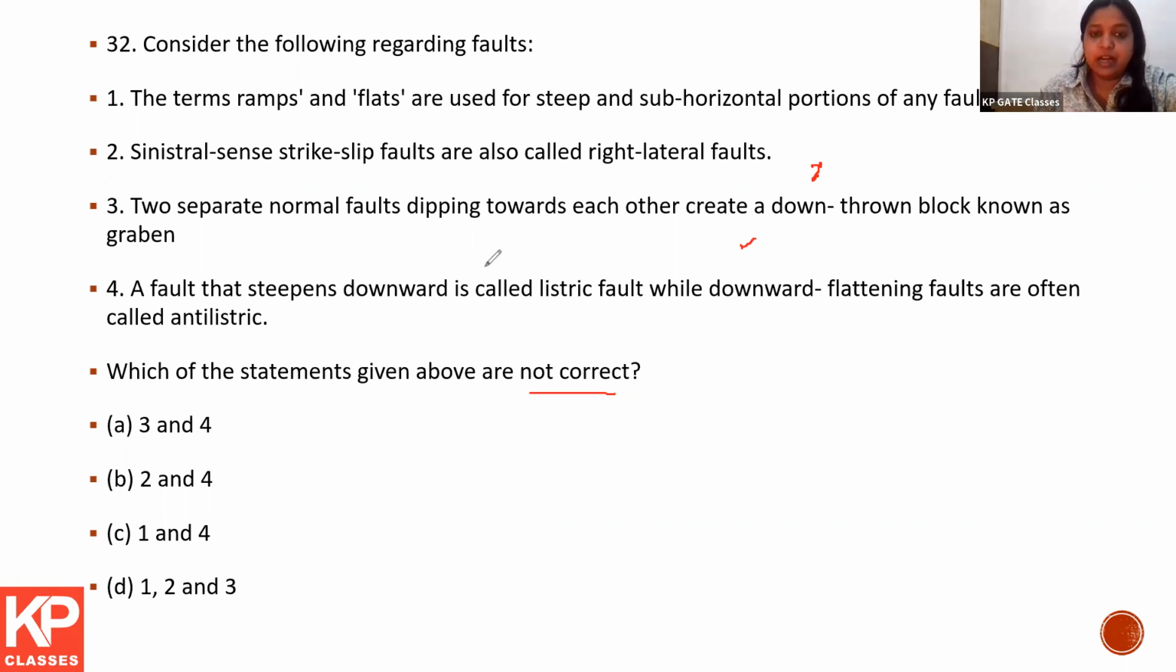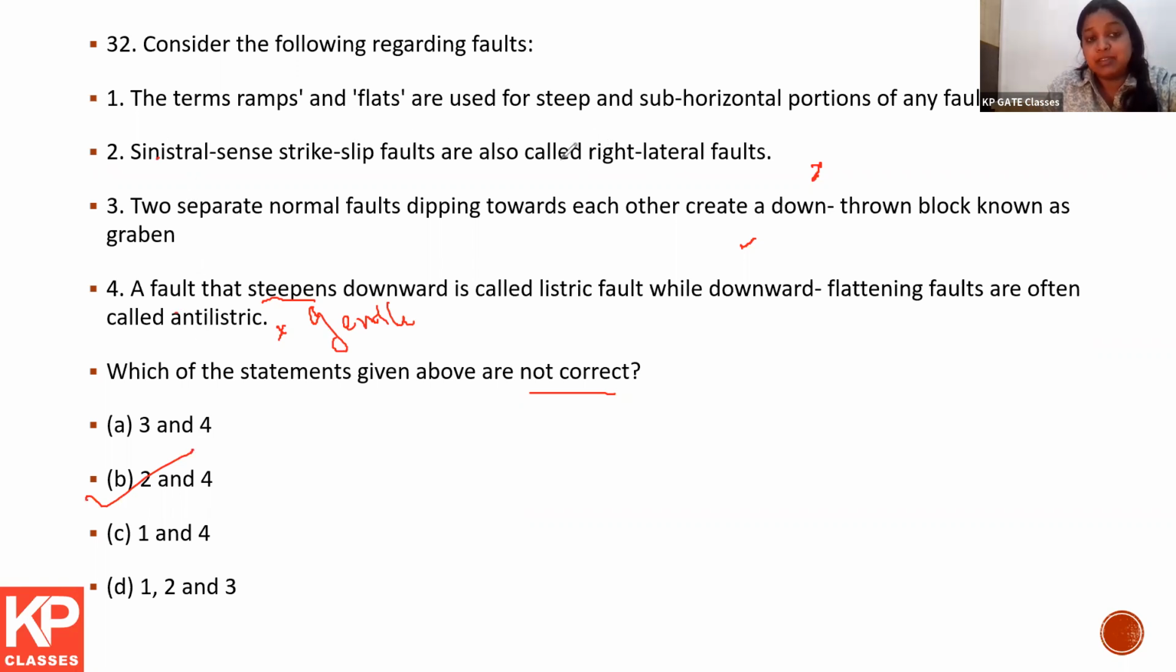Then a fault that steepens downward is called as listric fault. No, this is wrong. Actually, listric fault means a fault that, going down towards the downward direction, will become more and more gentle. That is what a listric fault is. So this is also not correct. So options 2 and 4 are not correct. Hence the right option will be statements 2 and 4 are not correct.